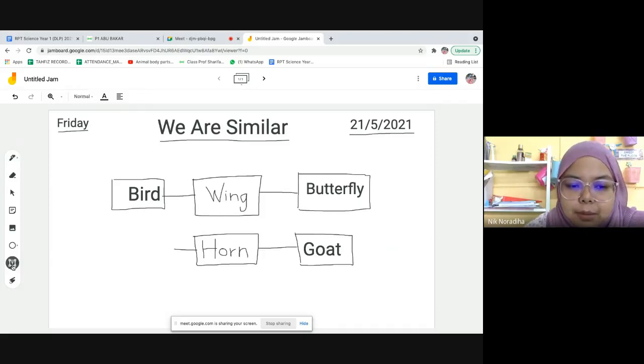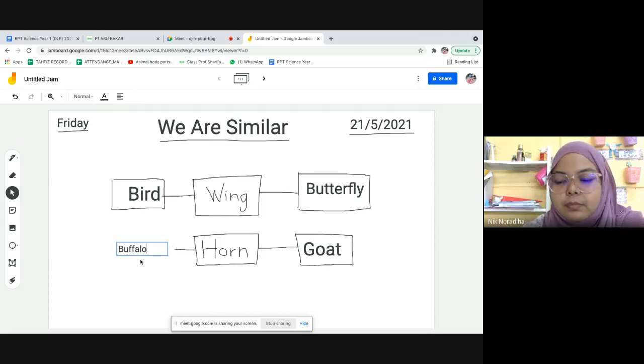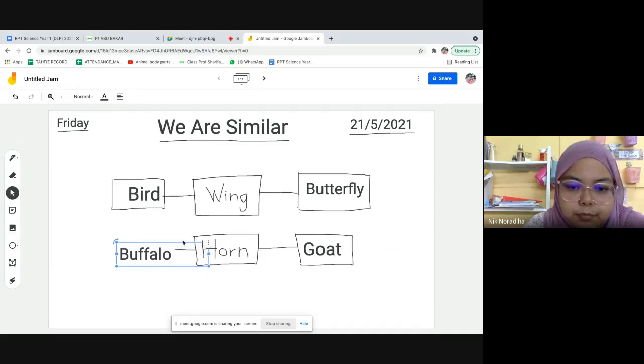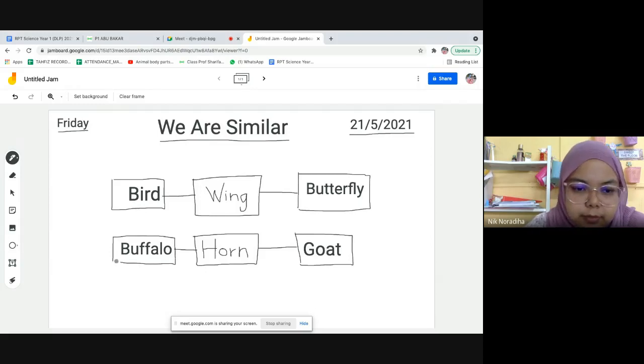So, for buffalo, now you can write inside your book. Buffalo. Be careful with the spelling. All right, last one, last one.